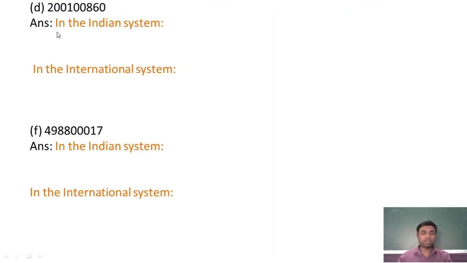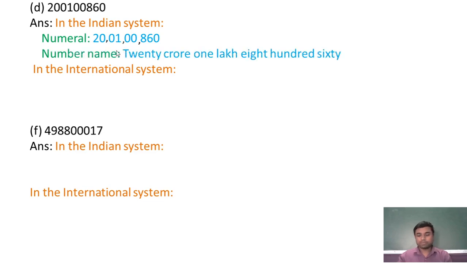Now question number D. In the Indian system, first the numeral. Dear student, first write in this way. First write the digits. Now just put the commas. First for these 3, then for this 2, then for this 2. So what will be the number name? This is for ones, this is for thousand, this is for lakh, and this is for crore. So 20 crore, 1 lakh, no thousand, 860.